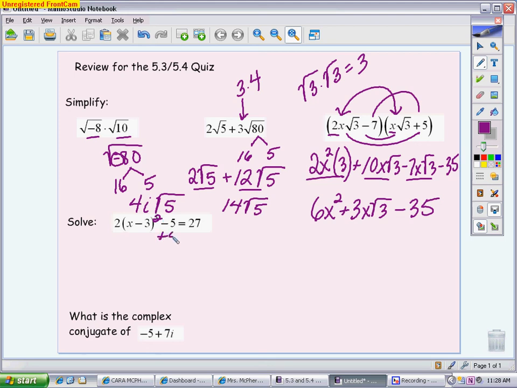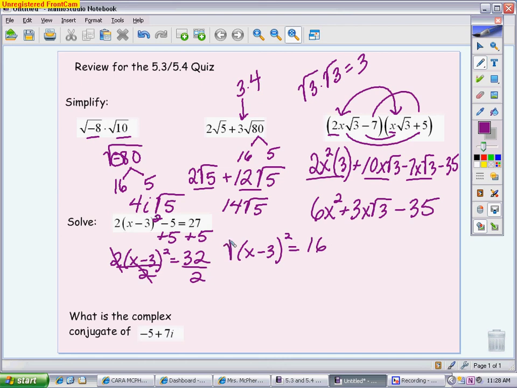So my first step is going to be to add 5 to both sides. So I get 2 times (x minus 3) squared equals 32. Divide both sides by 2. Again, the goal is to isolate what is being squared. Cancel the 2's here, so I get (x minus 3) squared equals 16.